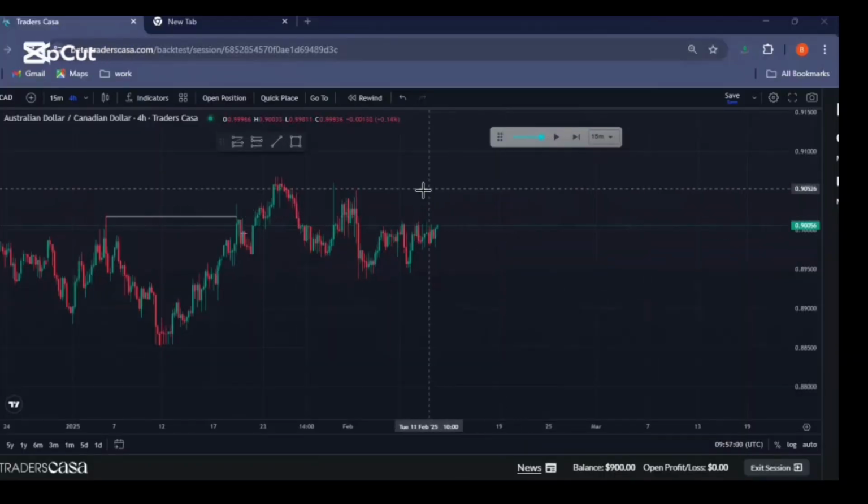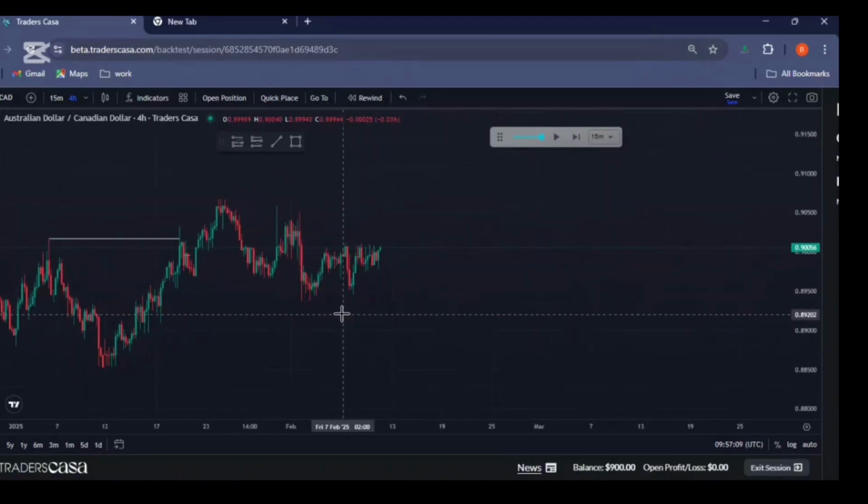So we'll be using AUD card for this backtest, and you'll be using this software, traderkesa.com. Okay, so as I've said in the previous lesson that you have watched, we first look at market structure. We want to know the direction the market is going. I usually do that on a higher time frame. I'll talk about how to use the time frames later.